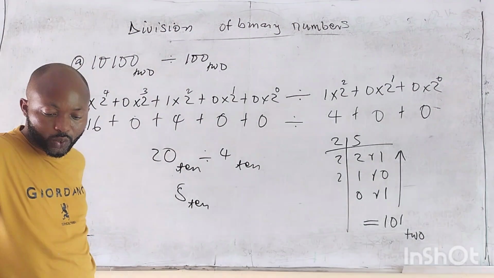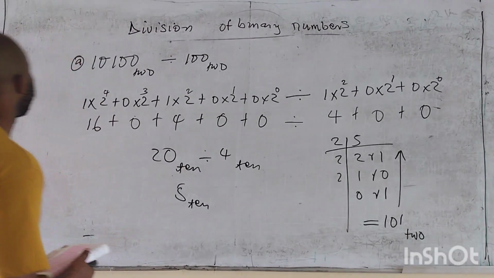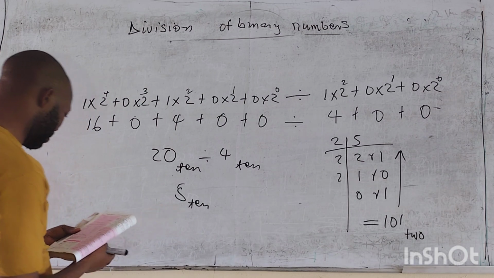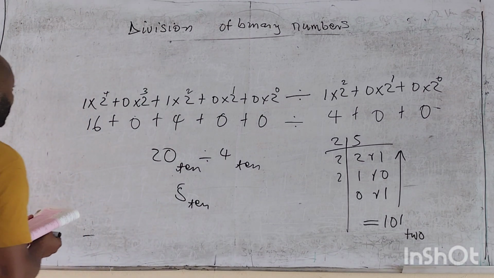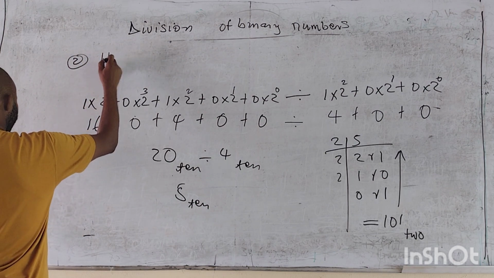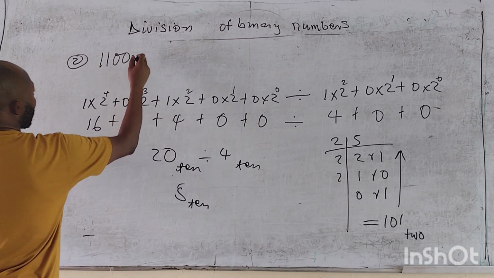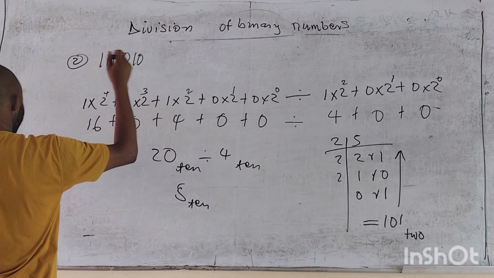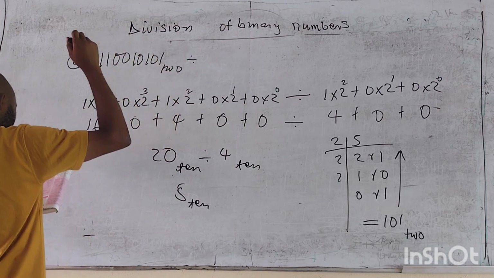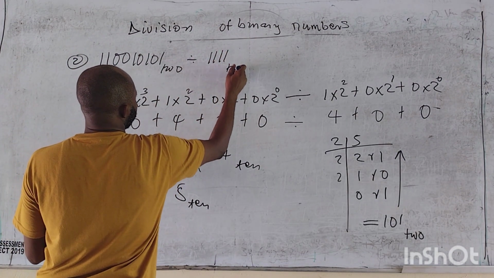Now, can we take the next question? Wow, this is big. Question number 2: 110010101 in base 2, divided by 1111 in base 2.